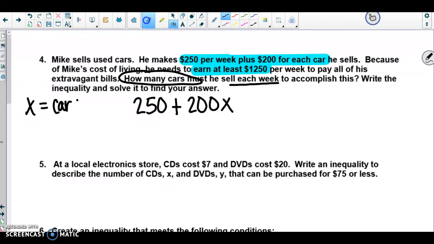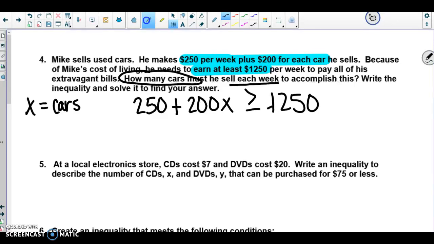Okay, so I could have used a C instead. That might have been easier. And that has to be greater than or equal to that $1,250 so that he can pay his bills. It's only $1,000. He can't pay his bills. He needs at least $1,250.